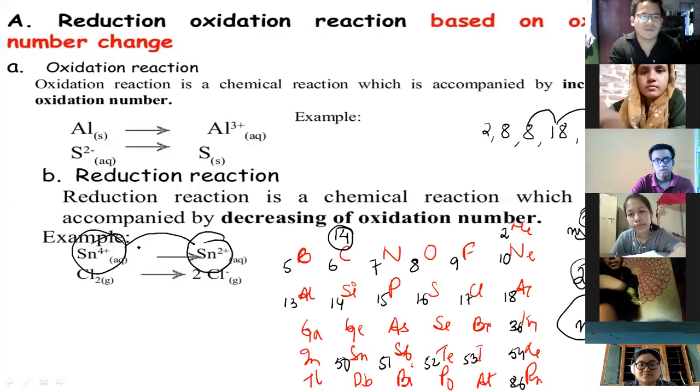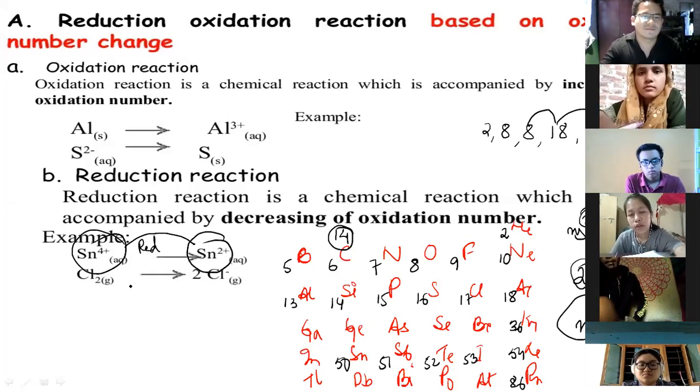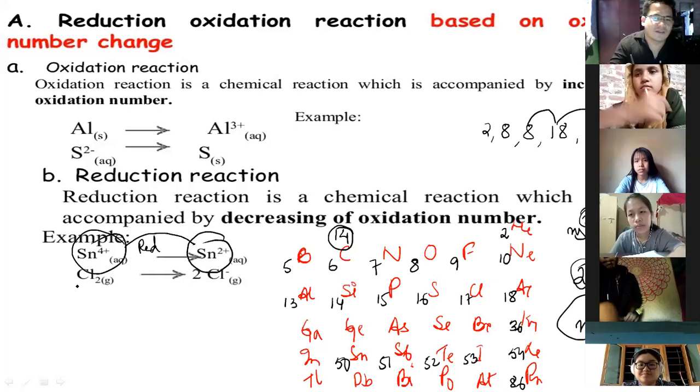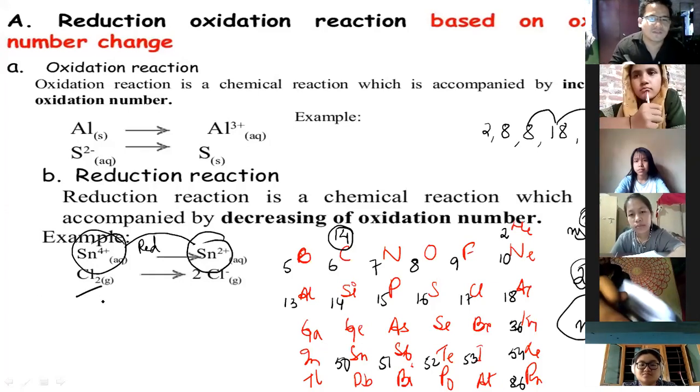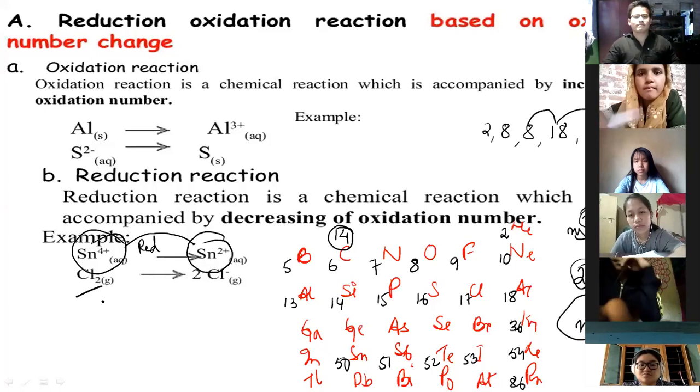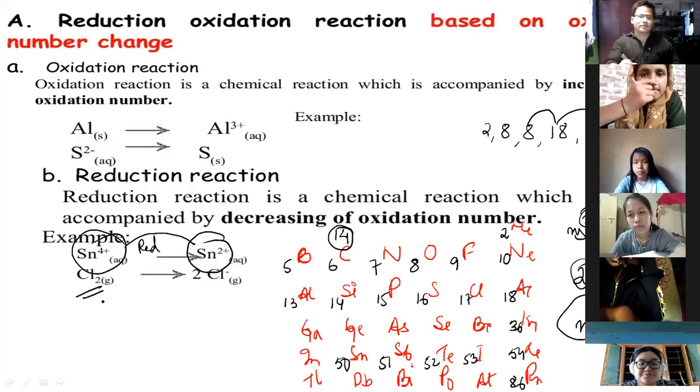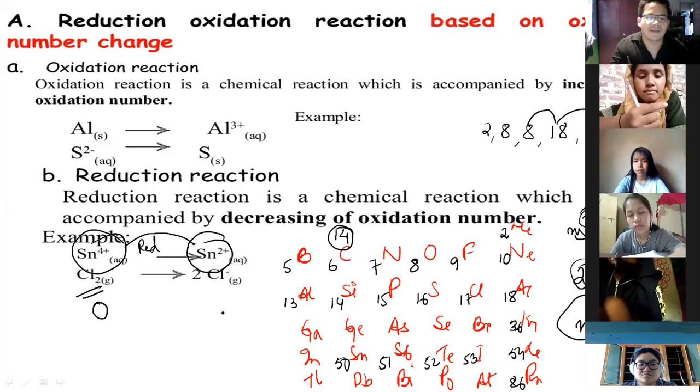Okay, will this undergo oxidation or reduction? Reduction, very good. Now tell me, what will be the oxidation state of this chlorine? 0. Because of rule number 1: elements in their elemental state are assigned 0.